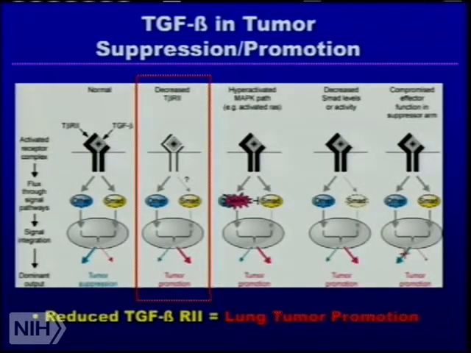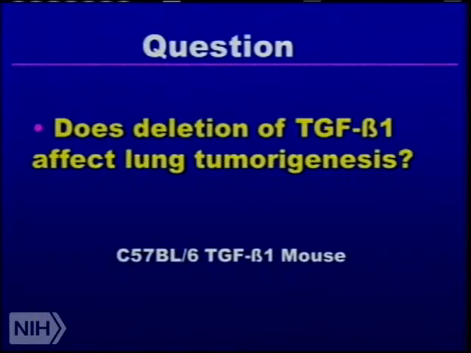So our model shows that TGF-beta can be compromised by the reduction of the type 2 receptor protein, which again leads to decreased ability of the TGF-beta molecule to act as a tumor suppressor and more to act as a tumor promoter in this lung system. Our next question was, does deletion of TGF-beta 1 affect lung tumorigenesis?